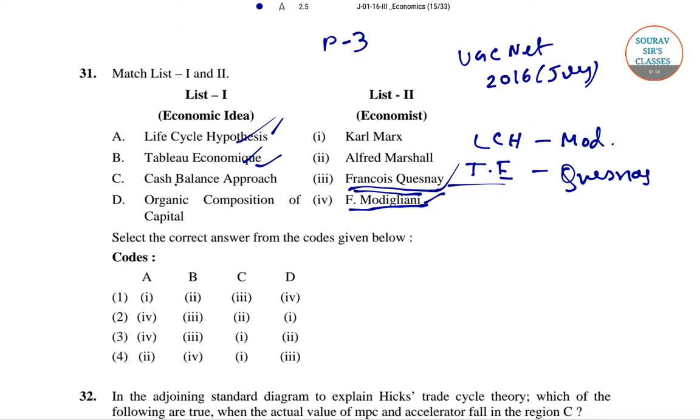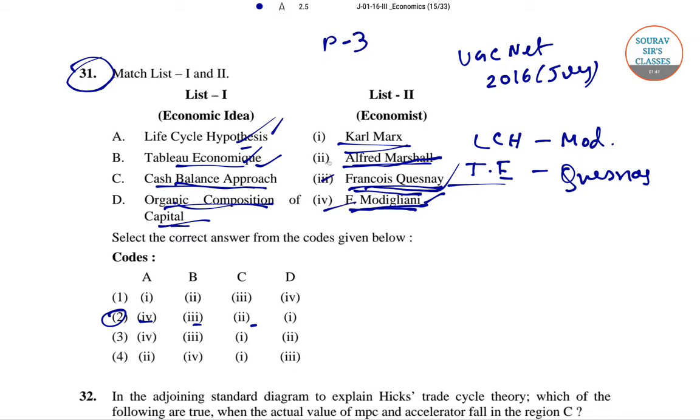Now we'll go to the next one, that is cash balance approach. Cash balance approach was given by Alfred Marshall. And finally organic composition of capital was given by Karl Marx. So the life cycle hypothesis was given by Modigliani, the Tableau Economique by Quesnay, the cash balance approach by Marshall, and organic composition of capital by Karl Marx. So for question number 31, the right answer would be option 2, that is 4, 3, 2, 1.